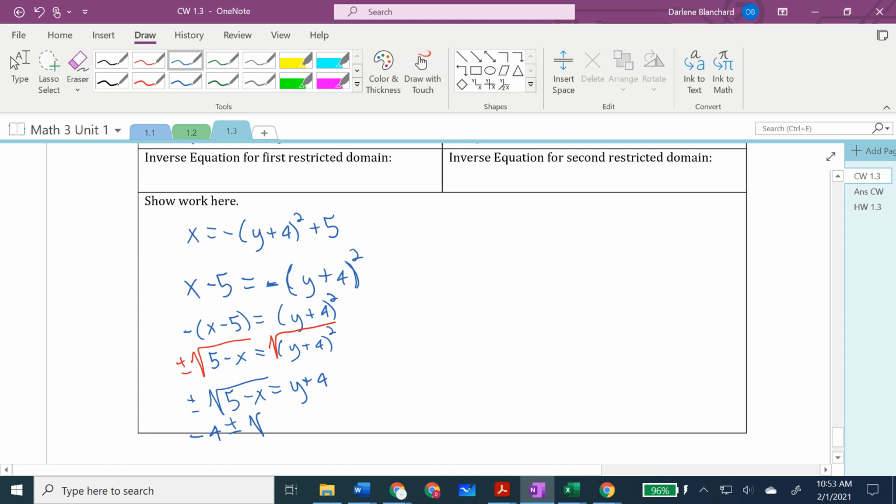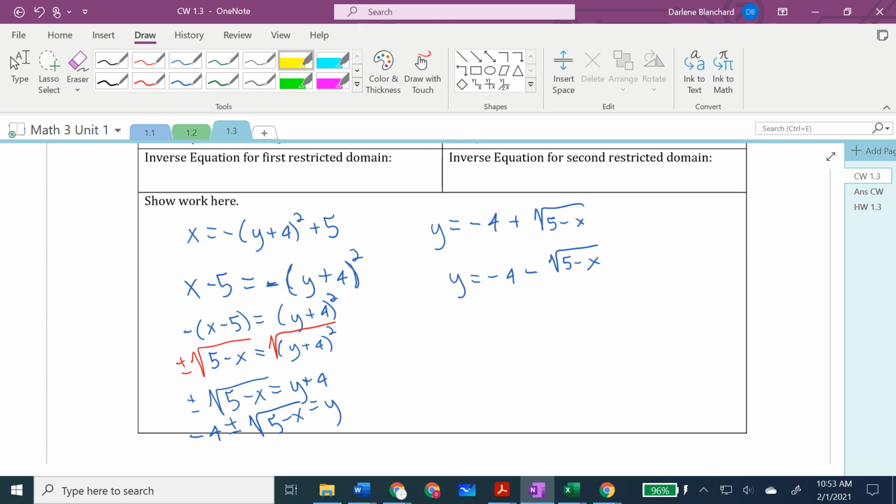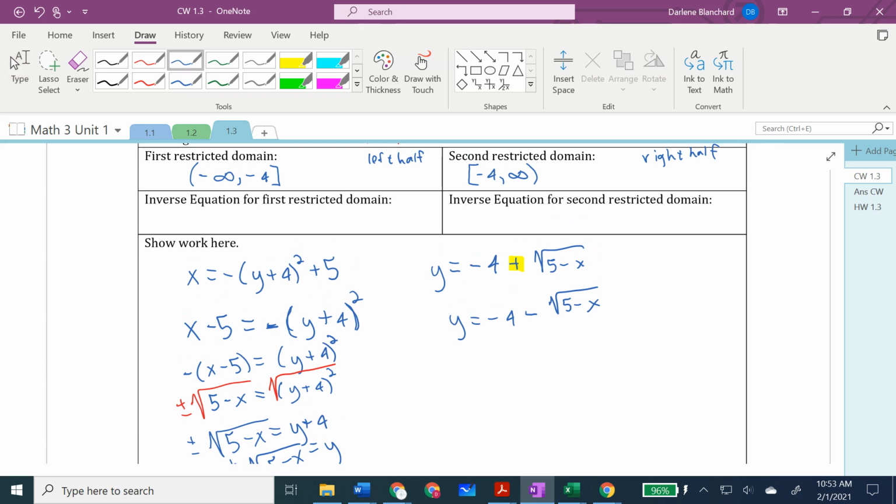-4 plus or minus. Now this gives me 2 versions. y equals -4 plus the square root, and y equals -4 minus the square root. The plus will always go with the right half restriction. And the negative will always go with the left half restriction.